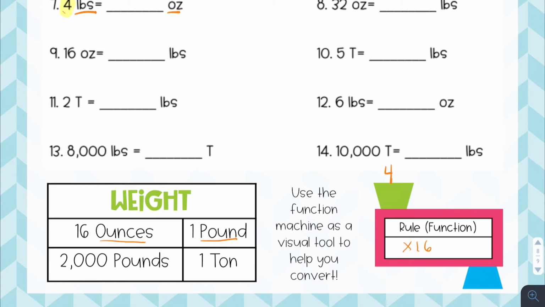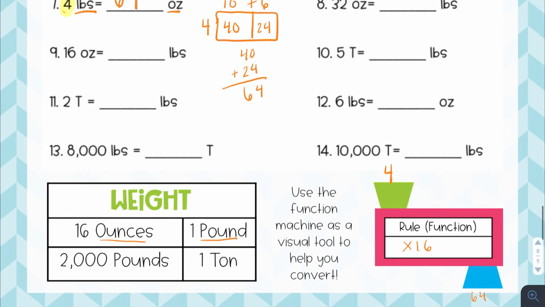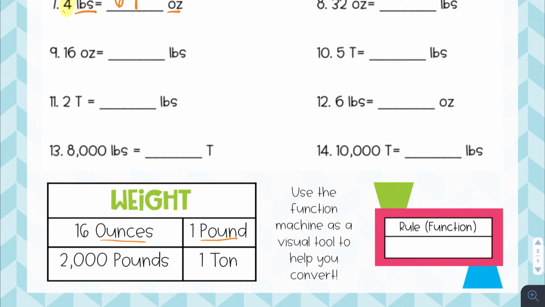So now if I put a 4 in the machine, because it's saying I have 4 pounds, I'm going to multiply that by 16. So I'm using an area model here, and I got 4 times 10 was 40, and 4 times 6 was 24. When I added those together, I got 64. So I know that 4 pounds is equivalent to 64 ounces. They have the same value. They're just using different units of measurement. Go ahead and pause the video and try number 9.